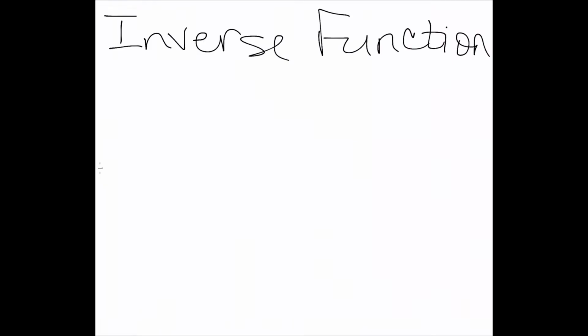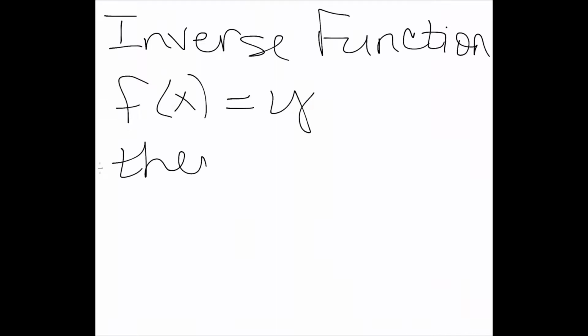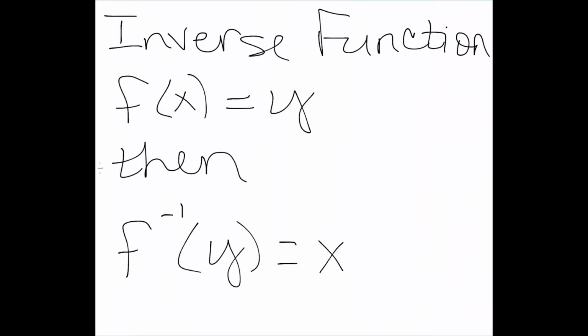Very much related to one-to-one functions is an idea of the inverse function. The idea of the inverse function is if we know that f of x is equal to y, then the inverse, which we denote by f to the negative 1, which is f inverse of y, is equal to x. So this is a way to essentially reverse our function. It's a way to undo the function.